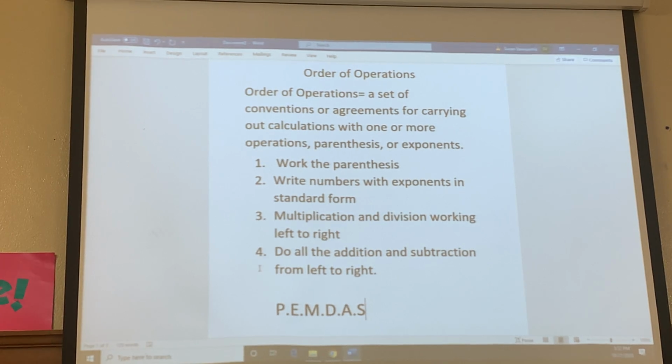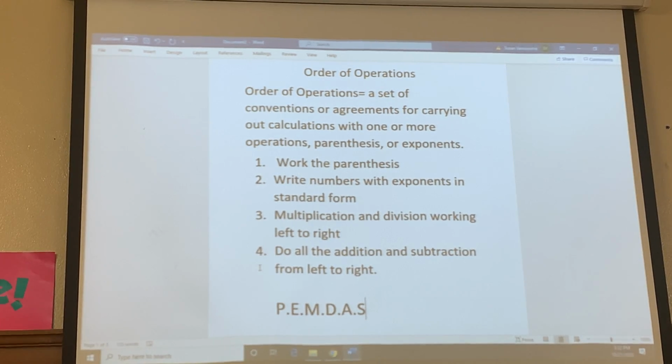You would write out 100 in standard form in order to solve the equation. Number three, multiplication and division, working left to right. If the first one you come to is division, you work on that first, and then you keep going and look to see if there is any other multiplication or division. Then for number four, you do all of the addition and subtraction left to right. So that's why we call this PEMDAS: parentheses, exponents, multiplication and division left to right, addition and subtraction left to right. Hopefully those are some reminders for you.